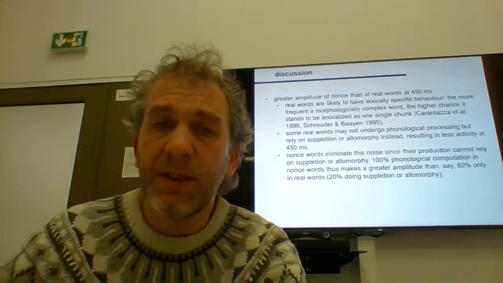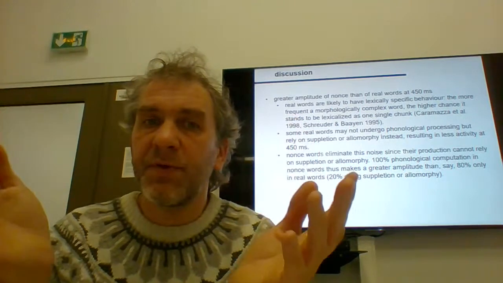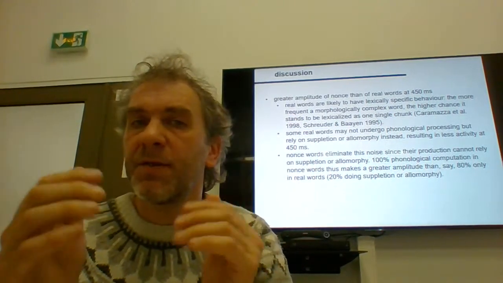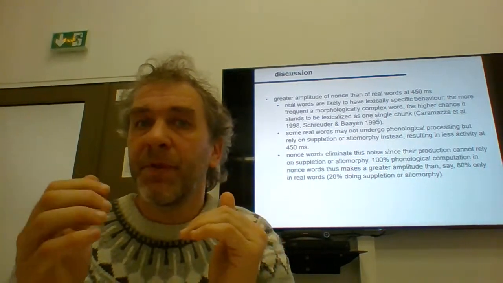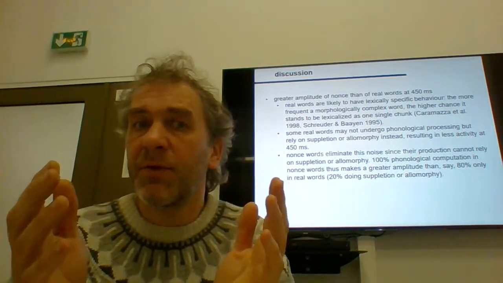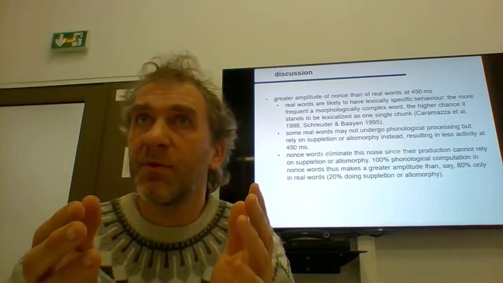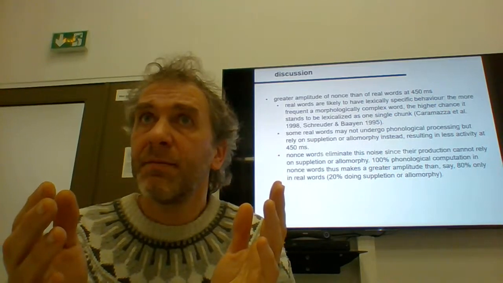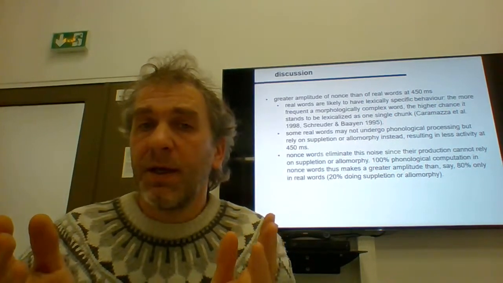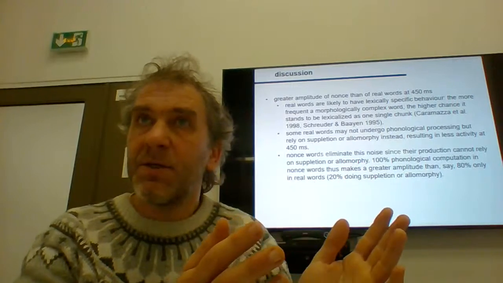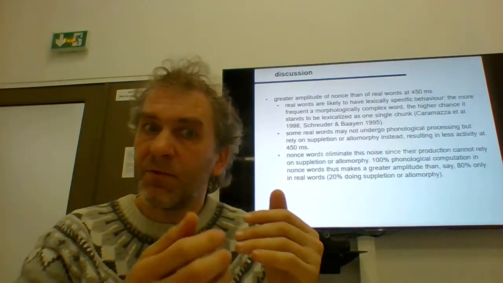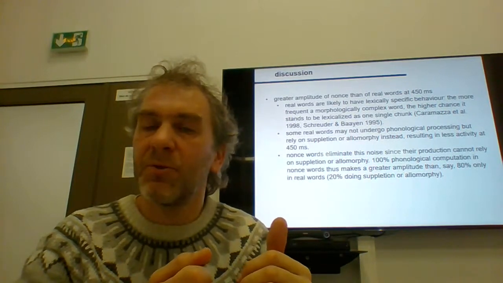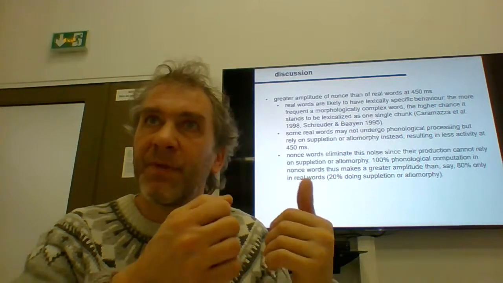We take 45 words, and we don't know. We have a general prediction that the more frequent they are, the more chance they stand to be non-phonological, to do allomorphy or suppletion. And we don't know which one does which. And then we look at the EEG footprint, and we see the relevant phonological footprint, but we see it's lower amplitude.